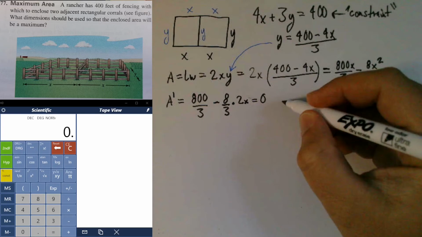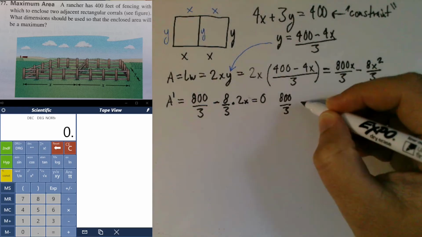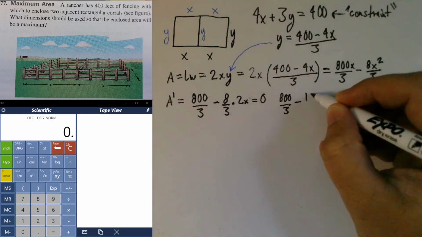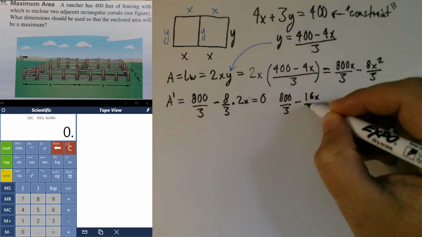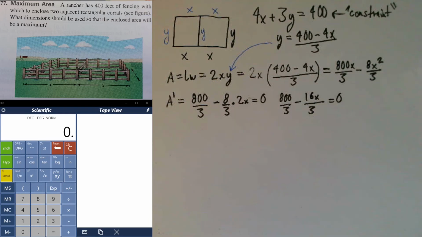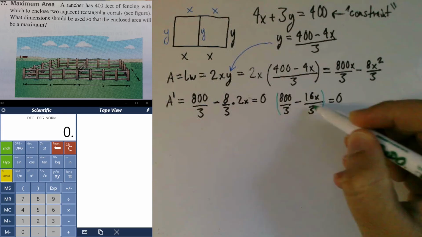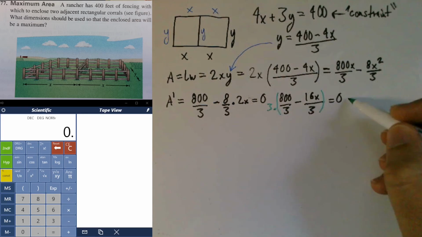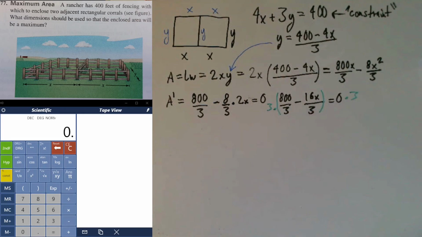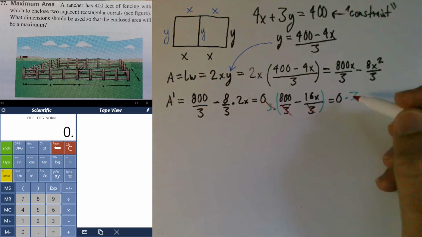So simplifying, we have 800 over 3 minus 16x over 3 equals 0. We can now multiply both sides by 3 to cancel our denominators. Multiply by 3, multiply by 3. On the left side, the 3's will cancel with our denominators of 3. On the right side, 0 times 3 is still equal to 0.